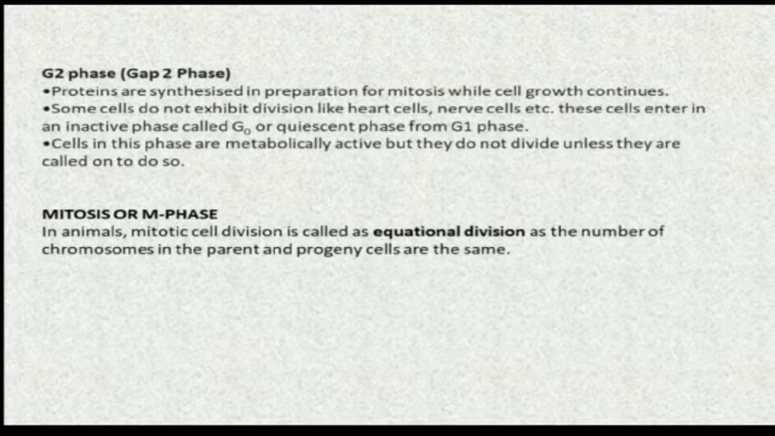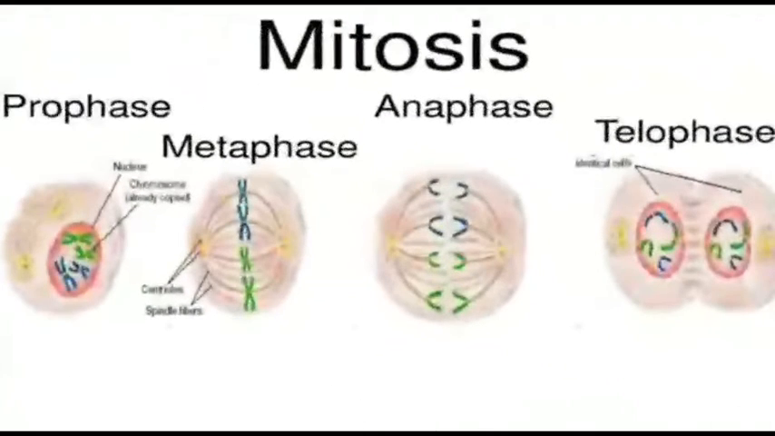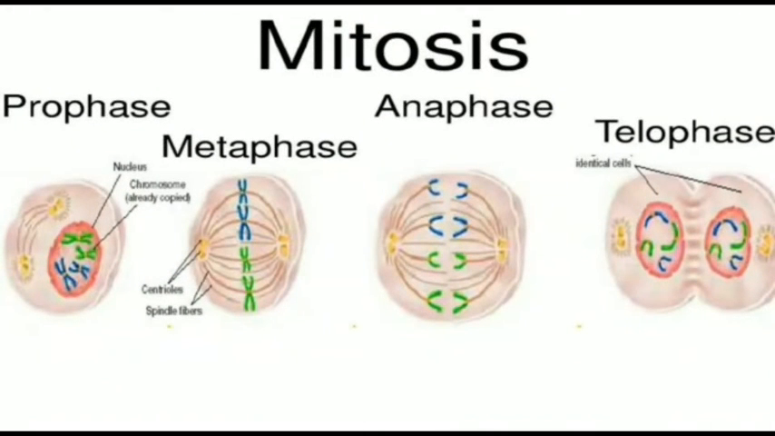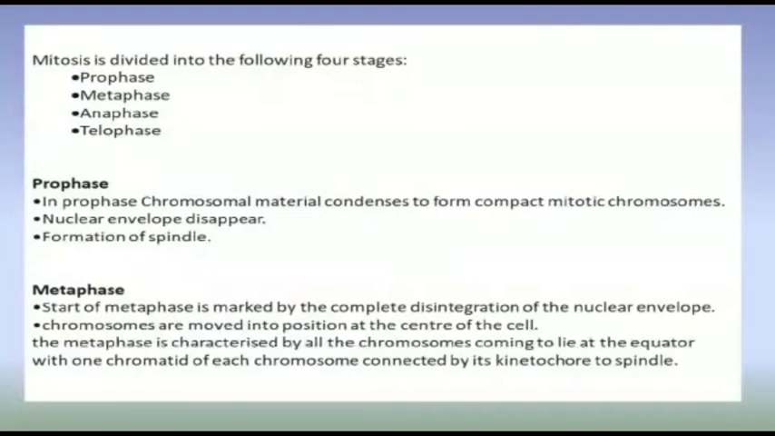Now what is mitosis or the M phase? In animals, mitotic cell division is called the equational division, as the number of chromosomes in the parent and the progeny cells are the same. You can see the cells of mitosis, prophase, metaphase, anaphase, and telophase from the picture given here in the slide, which are the four stages of mitosis. Mitosis is divided into the following four stages: prophase, metaphase, anaphase, and telophase.